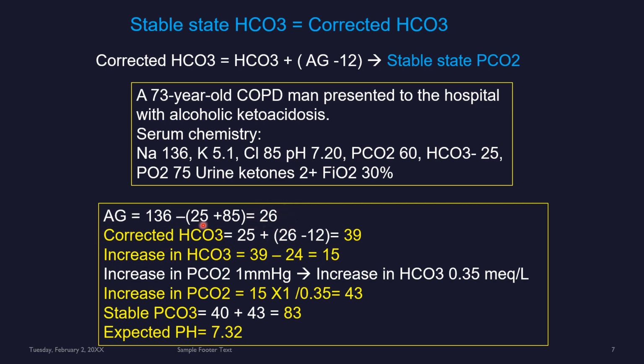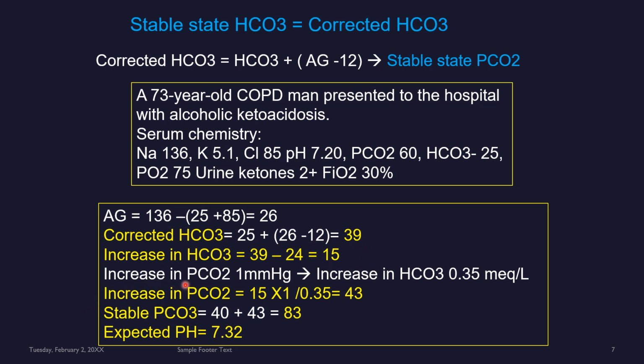The corrected bicarbonate will be the measured bicarbonate, this 25, plus the anion gap minus 12. So the corrected bicarbonate is 38. This means that the previous stable state of bicarbonate of this patient was 39. So with this 39, the increase in the bicarbonate in this patient was 15. So the increase was 15.